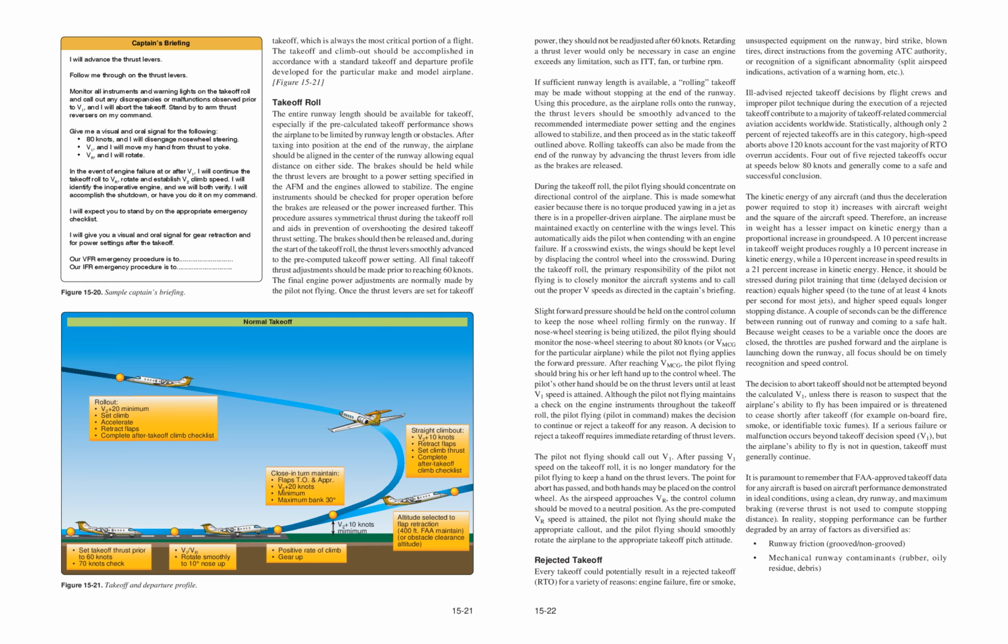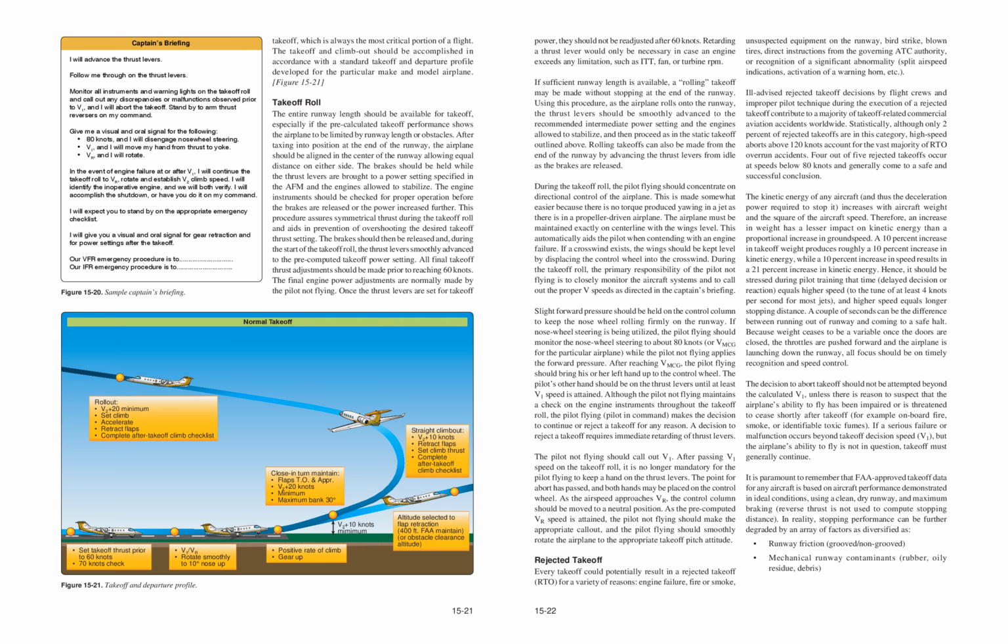The decision to abort takeoff should not be attempted beyond the calculated V1, unless there is reason to suspect that the airplane's ability to fly has been impaired or is threatened to cease shortly after takeoff, for example on-board fire, smoke, or identifiable toxic fumes. If a serious failure or malfunction occurs beyond takeoff decision speed, V1, but the airplane's ability to fly is not in question, takeoff must generally continue.